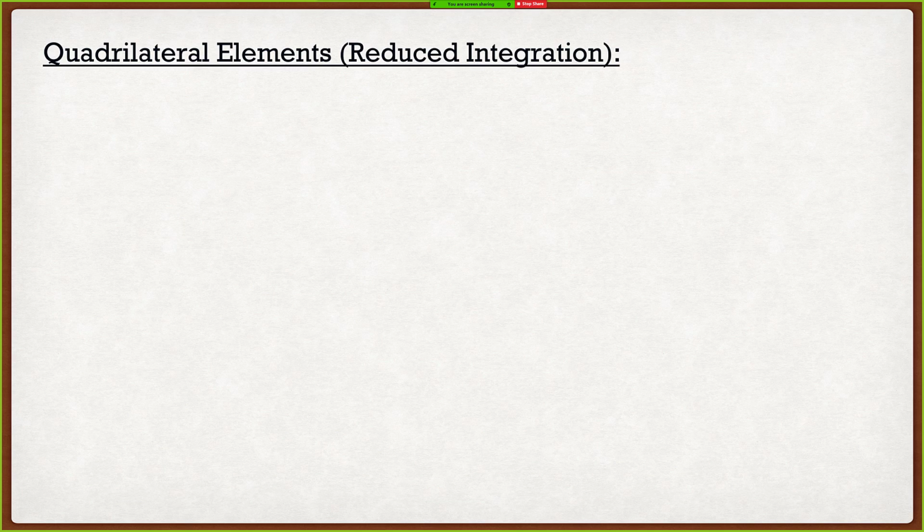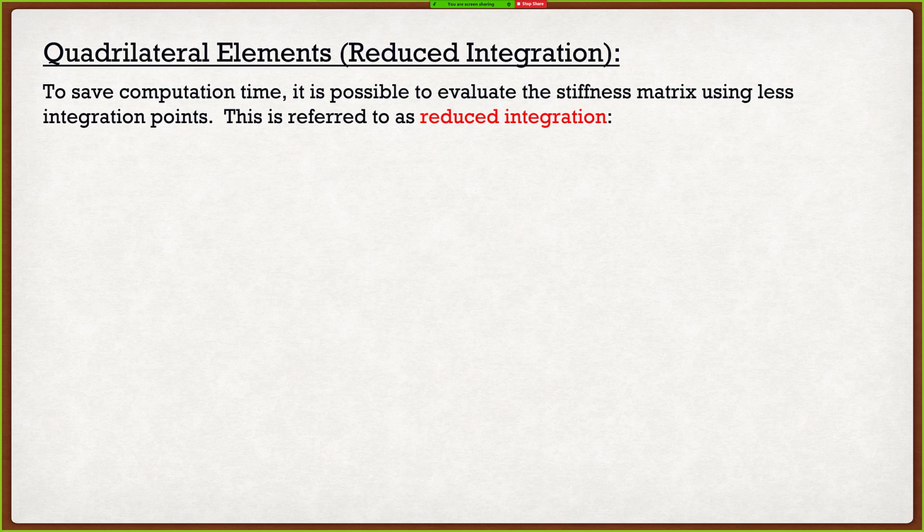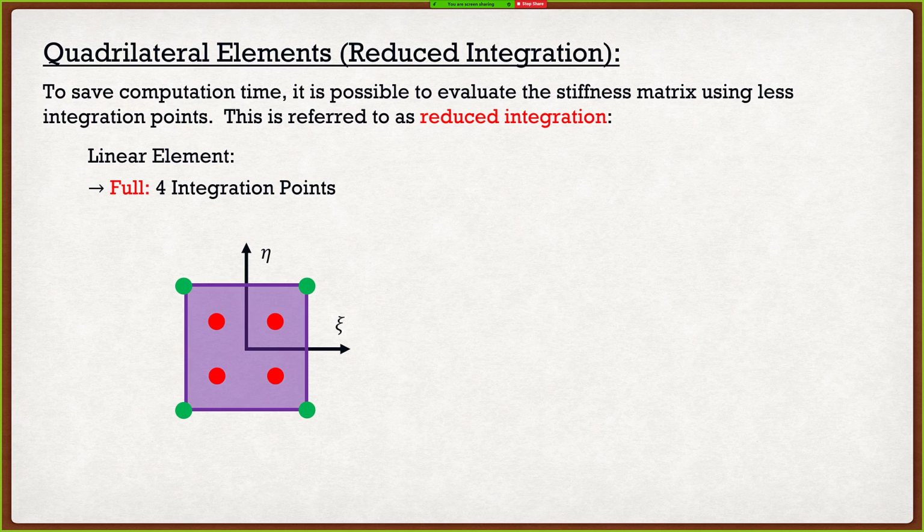Now, we also said that there was a second thing we can talk about called reduced integration. Before we had full integration, but now we can talk about reduced integration. The point of reduced integration is to save computational time. How do we do this? Well, we use fewer integration points. Simple as that. So when we had our linear elements, for full integration, or to provide the proper amount of integration points, we needed 4. Reduced integration says, well, instead of using 4, or basically 2 integration points per direction, I'm going to go a level lower, and I'm only going to use a single integration point.